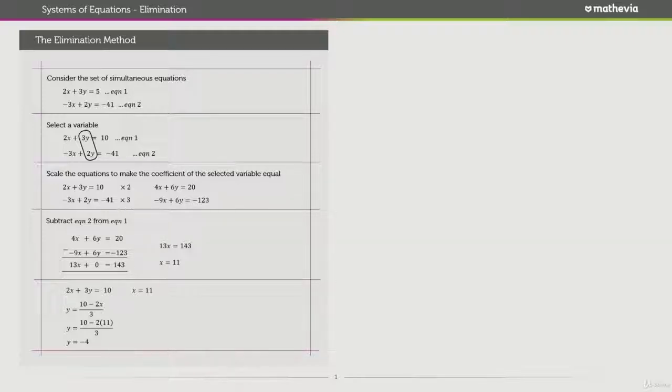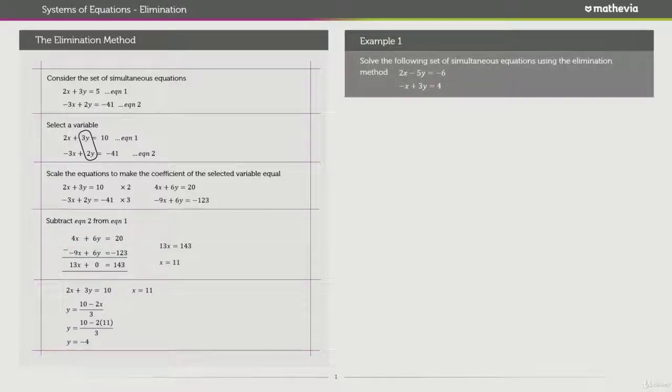So you have 13x equals 143, and when you have that, you just go ahead and solve, divide both sides by 13 and solve for x, and then you have your x value. You just put it into either of the equations, and you have your y value as well. So I have this example here. Let's do just one example, and solve the set of simultaneous equations using the elimination method. We have 2x minus 5y equals -6, and we have minus x plus 3y equals 4.